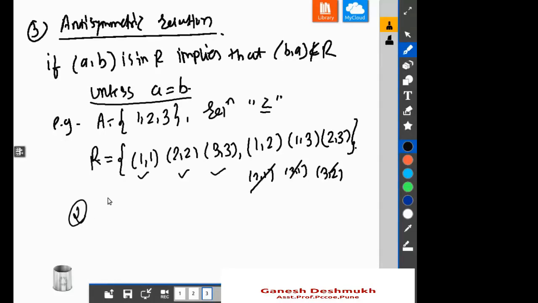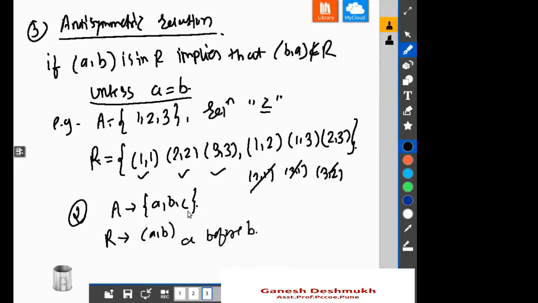Second example, let A be the set which contains the medicines A, B and C, and if you define relation R as pair (A, B) where medicine A is to be taken before medicine B. If A is the set of medicines and relation R is defined as pair (A, B) as medicine A is to be taken before medicine B, which implies that medicine B should not be taken before medicine A. Right? So this relation is an antisymmetric relation.